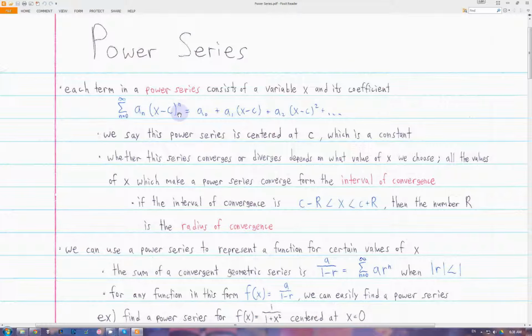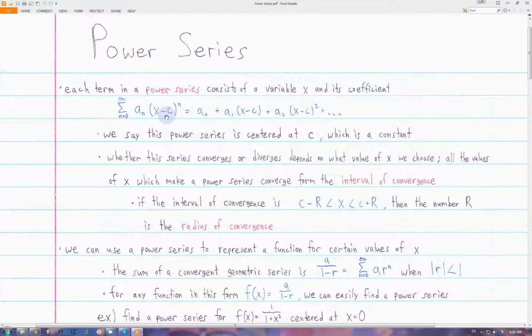Remember when you did Taylor and Maclaurin polynomials, you made a polynomial centered around some number, like centered at 2. So then this c would be 2. So power series are going to be used to approximate functions, just like Taylor and Maclaurin polynomials.